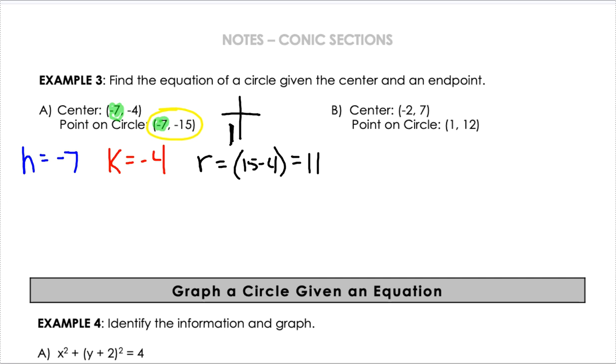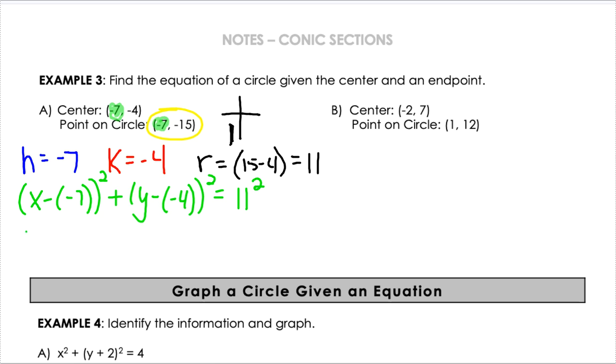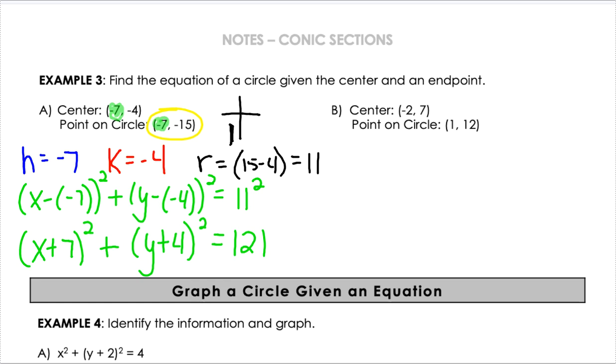So my equation would go x minus negative 7 squared plus y minus negative 4 squared, and that would equal 11 squared. So simplifying that, we'd have x plus 7 squared, y plus 4 squared, and then 11 squared is 121. All right, so then on this next one, they give us our center again. So I know that the h is negative 2, and I know the k is 7.